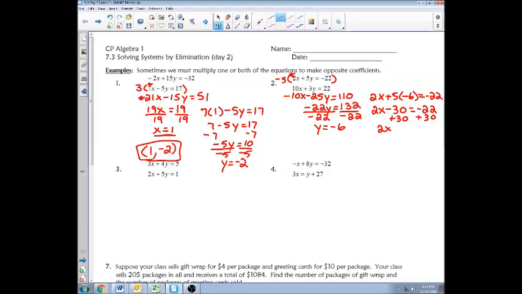So 2x would equal positive 8. Divide by 2. X would equal 4. So my coordinate then would be 4, comma, negative 6. And we're good to go.